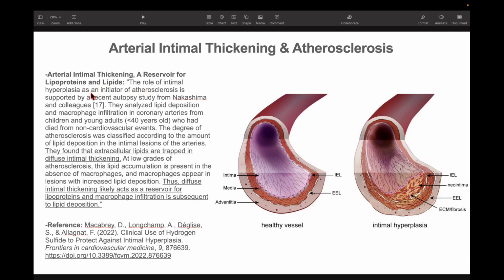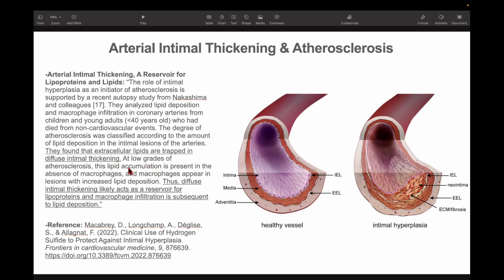The role of intimal hyperplasia as an initiator of atherosclerosis is supported by a recent autopsy study from Nakashima and colleagues. They analyzed lipid deposition and macrophage infiltration in coronary arteries from children and young adults less than 40 years old who had died from non-cardiovascular events. The degree of atherosclerosis was classified according to the amount of lipid deposition in the intimal lesions of the arteries. So again, in this intimal layer, they found that extracellular lipids are trapped in the diffused intimal thickening that we can see over here.